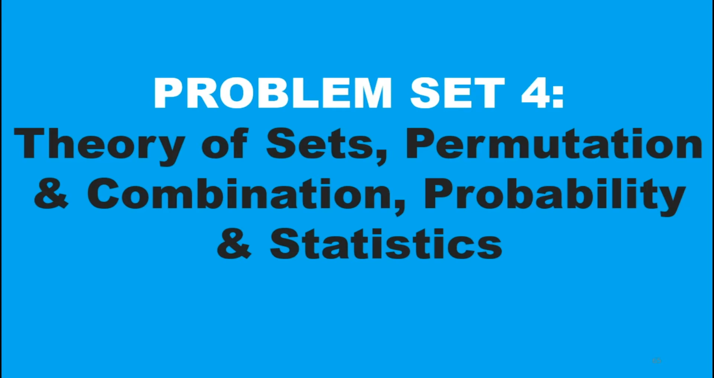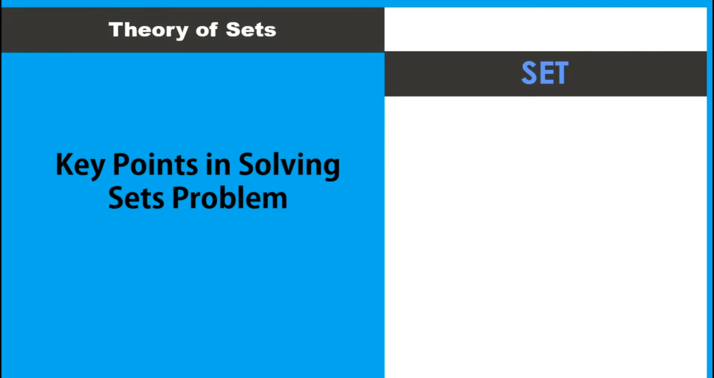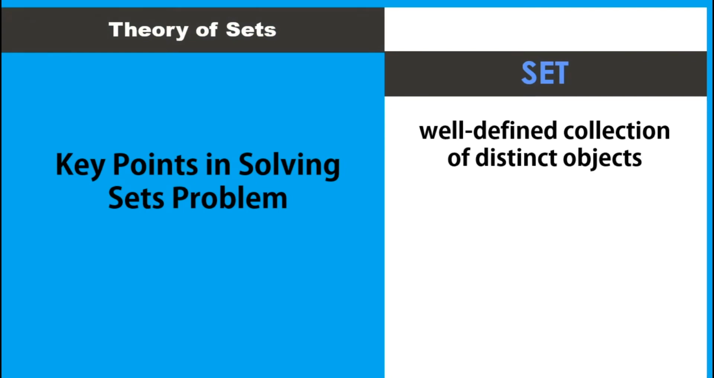So this is problem set number 4: theory of sets, permutation and combination, probability and statistics. So let's start with theory of sets. A set is a well-defined collection of distinct objects. Basically, a set can be a set of numbers, objects, or anything that is well-defined.